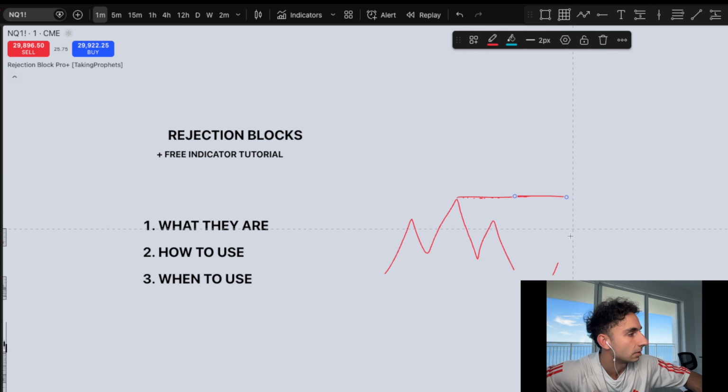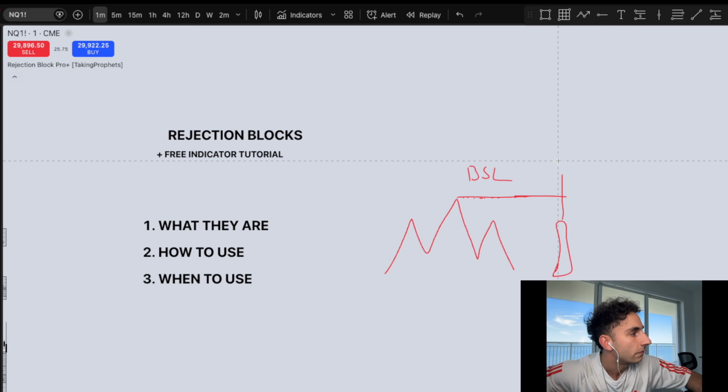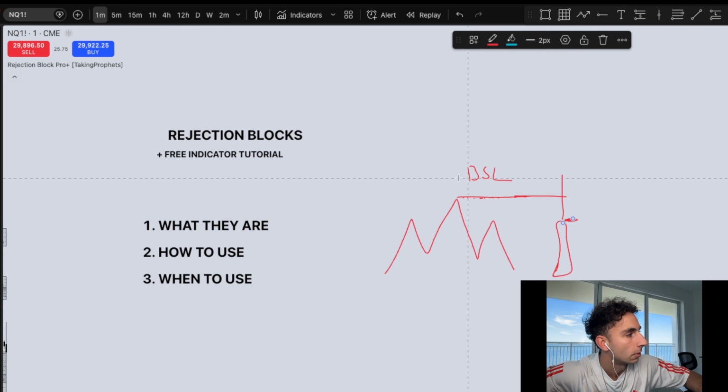Say this is buy side liquidity up here, and then we have a candle like this, and the wick of this candle comes up and takes out this buy side liquidity. This is pretty sloppy, but we get the wick of a candle that creates a liquidity sweep. What's important about this candle is it closes back below that high. So we wick up and then close below the high that was right here. This now becomes a rejection block, this wick right here.